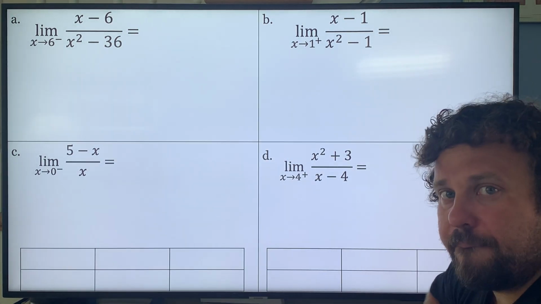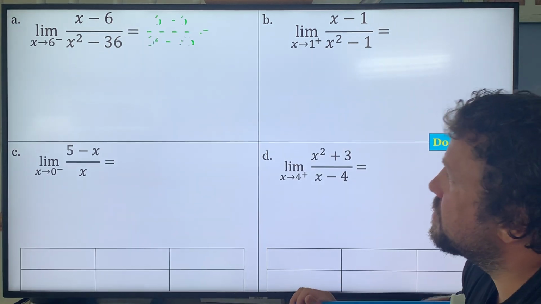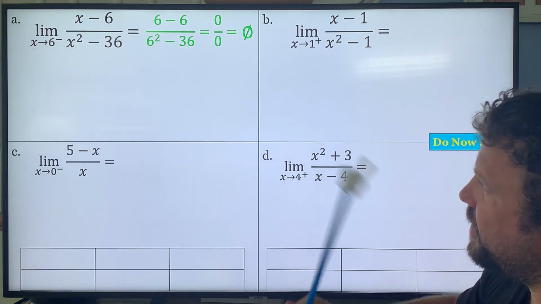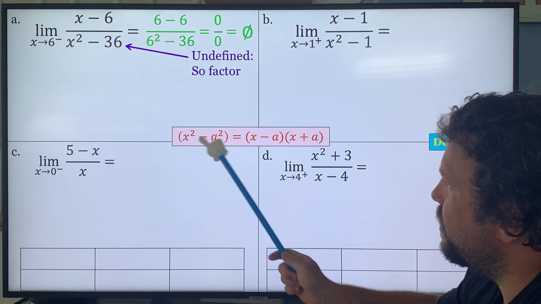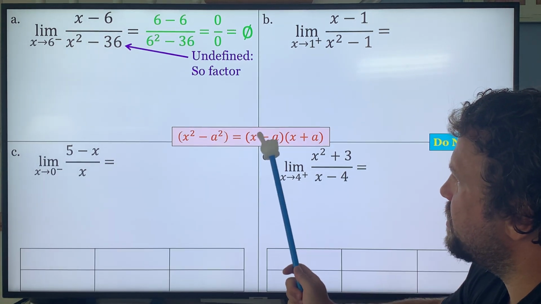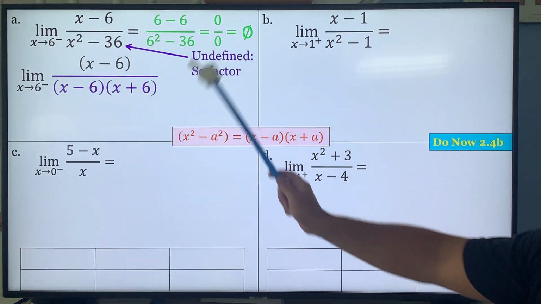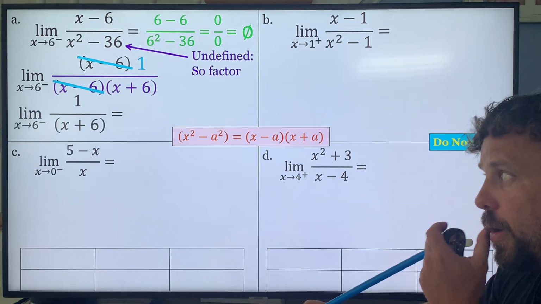Did you solve the do now yet? Make sure it's on Canvas. Factor. You plug in 6, undefined. See, I already knew you had a factor. Variable squared. X minus 6, x plus 6. So, remember, x squared minus a squared equals x minus a, x plus a. X minus 6 over x minus 6, x plus 6. X minus 6's cancel out, leaving you with a 1 in the numerator. 1 over x plus 6.